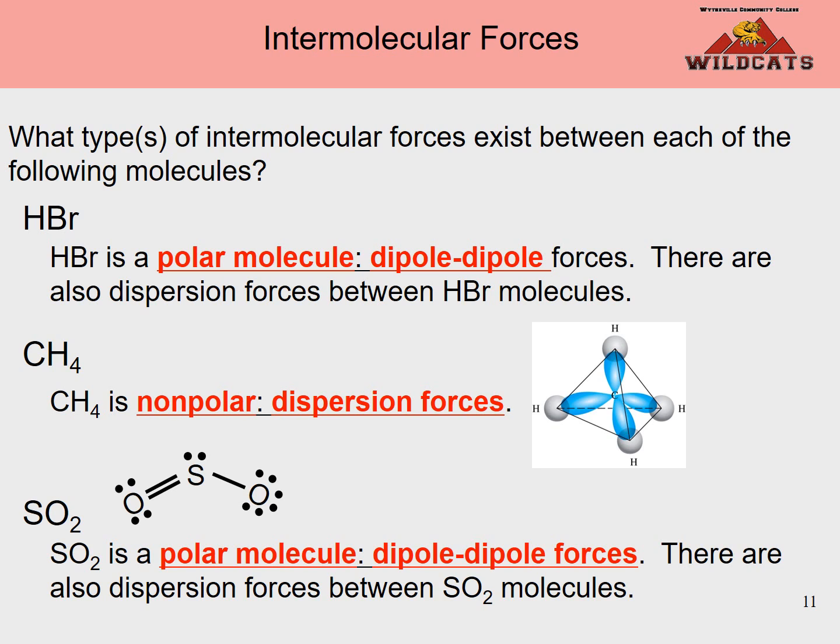SO2 is a polar molecule because an unshared pair of electrons on the sulfur is bending it. And so it's going to have dipole-dipole forces. There's also dispersion forces, but again, they're relatively weak compared to the dipole-dipole forces.